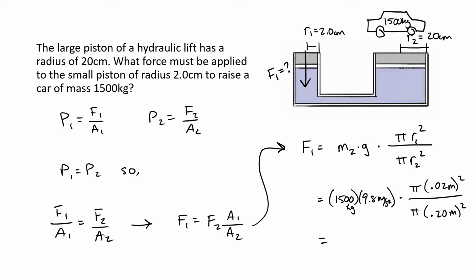Okay, we can see that the pi will cancel. That'll make it easier. We are going to do this. We have about 147 newtons. Let me do this real quick.